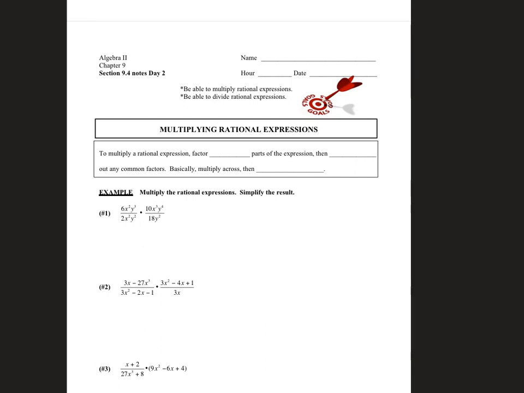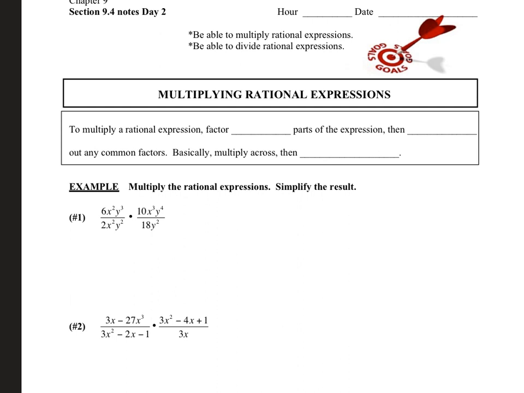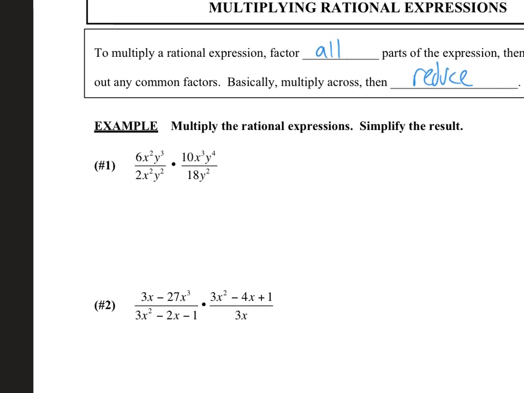So this is going back to our fraction properties, or multiplying or dividing fractions, but we're going to be doing it with more complex rational expressions, okay? So let's fill in our blanks here. To multiply a rational expression, we need to factor all parts of the expression and then cancel out any common factors and basically multiply across and then reduce. Multiply across and then reduce. Okay.